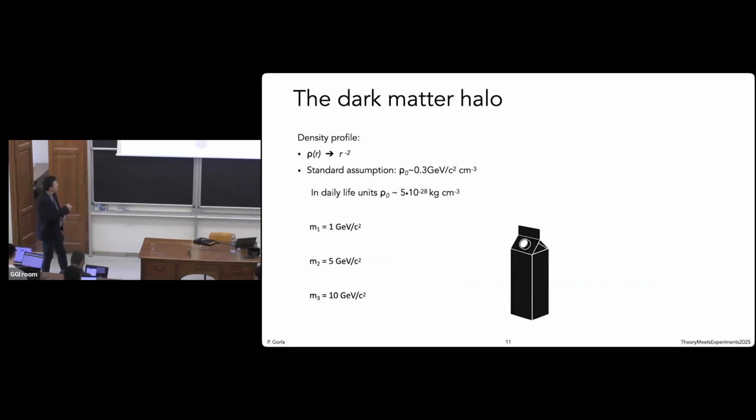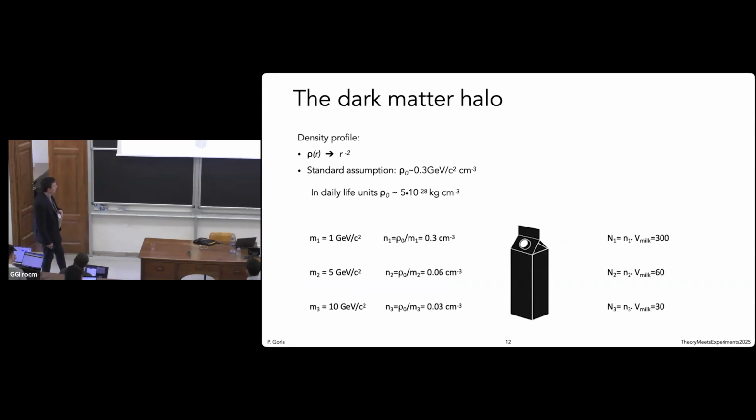So just to give you an idea, these are a few options for dark matter particles in the low mass range, what people sometimes call light dark matter. If you have a volume of a liter, your milk volume, you end up having something like 300 particles in your volume if the mass is 1 GeV. It just goes down to 60 for 5 GeV, 30 for 10 GeV, and so on.